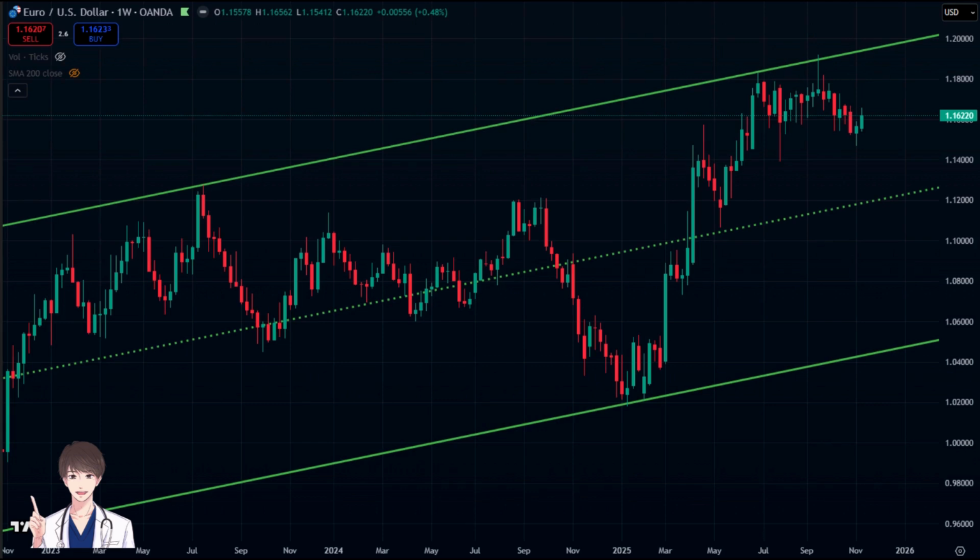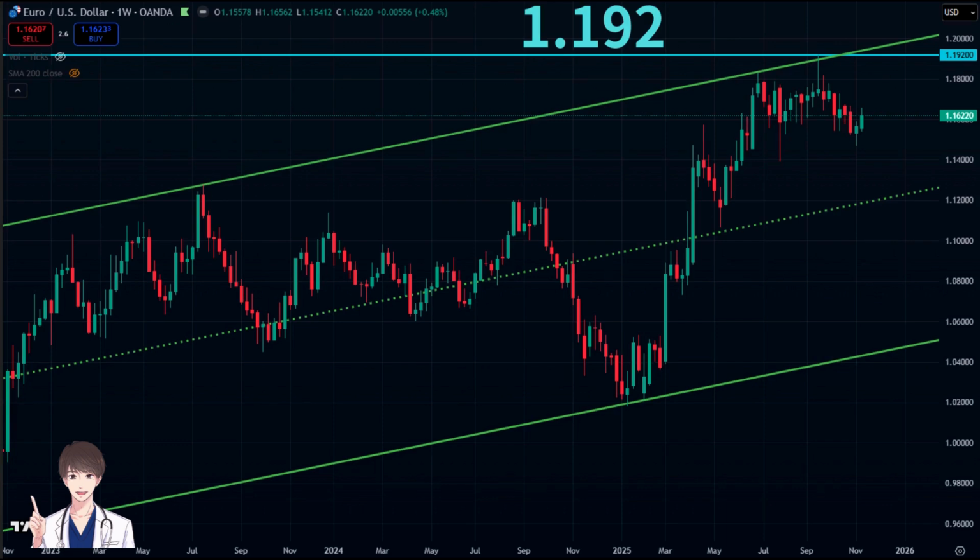To the upside, the September high around 1.192 remains the key resistance level, but given the recent loss of momentum, we should stay cautious about a short-term correction within the broader uptrend.